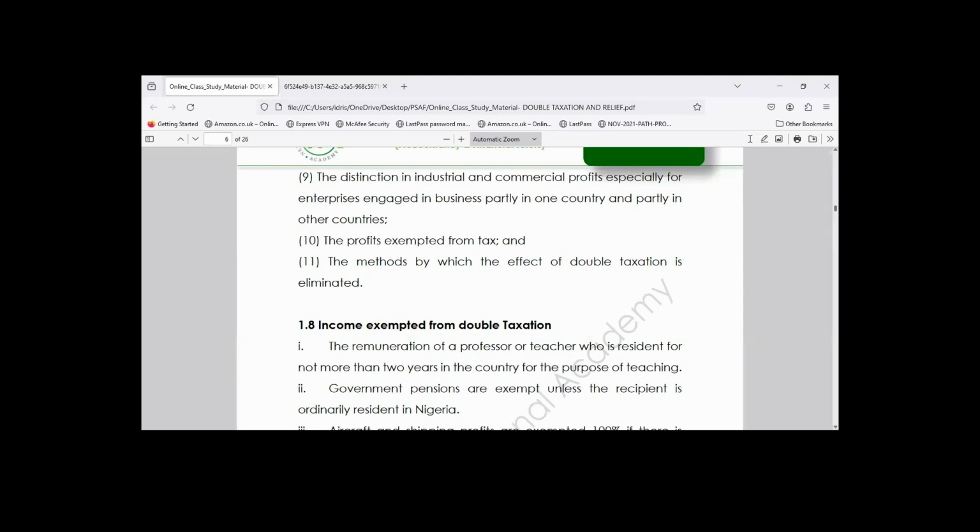Now, the next edit. Income exempted from double taxation. What are those incomes exempted from double taxation? If you receive income abroad, the UK government has collected tax on it. If you take the income to Nigeria, they will not collect tax again. You'll be exempted from tax.